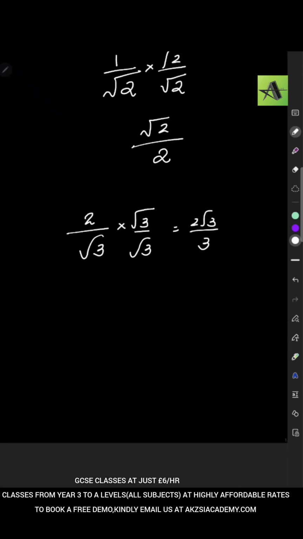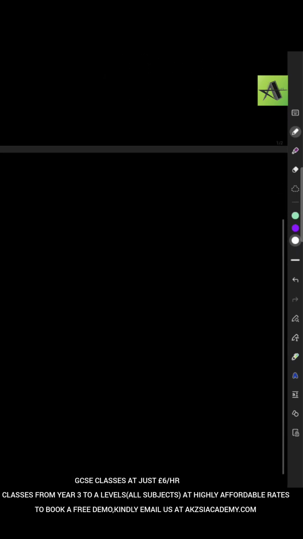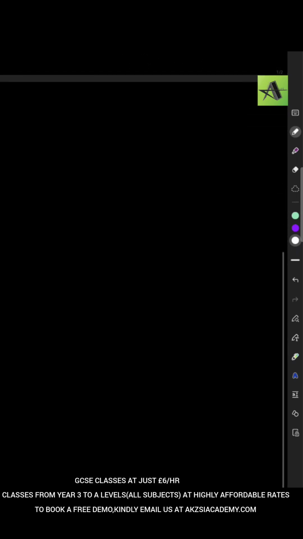The second type of rationalization is the binomial denominator. That means it's a little bit more advanced, where the denominator is a binomial involving a surd. Both terms can be surds, or one can be a surd and one a number, but there has to be at least one surd number in the denominator. Take an example, 1 over root 2 plus 1. You can clearly see in the denominator there is a surd number, but now there is an integer, another term which is not a surd number.